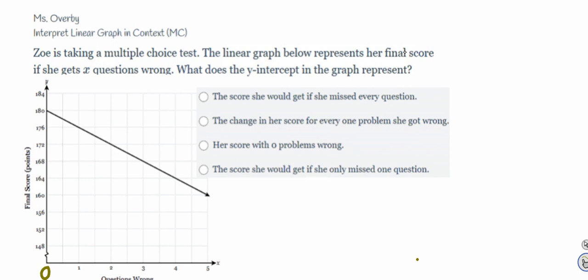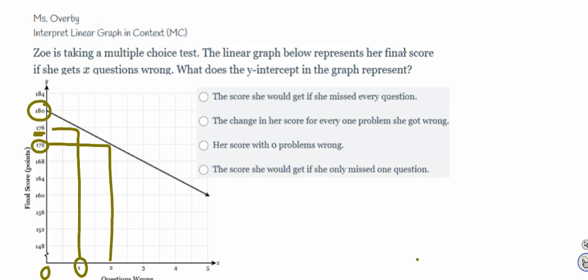If she gets 0 questions wrong, that means her score is going to be 180, right? If she gets 1 question wrong, that means her score is going to be 176, right? 2 questions wrong, her score is going to be 172. So what does the y-intercept in the graph represent?